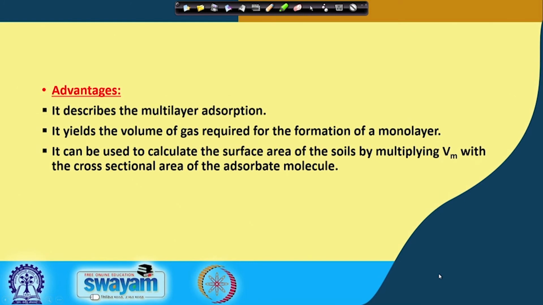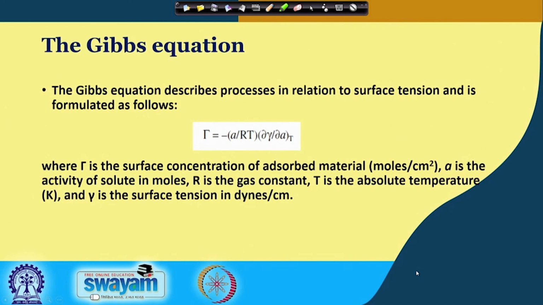So, what are the advantages of the BET equation? Obviously, it describes multilayer adsorption and it yields the volume of gas required for the formation of the monolayer, and it can be used to calculate the surface area of the soil by multiplying Vm with the cross sectional area of the adsorbent molecule. So, these are the three advantages of this BET equation.